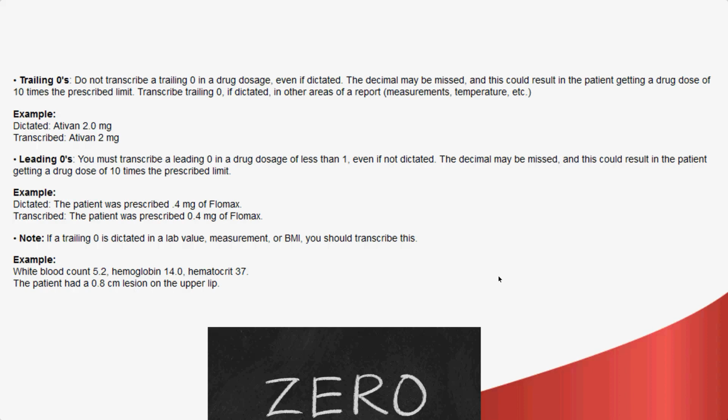The trailing zeros are usually protocol errors, just as a tip. So just have a look, trailing zeros and leading zeros, keep those in mind. If a trailing zero is dictated in a lab measurement, BMI, you go ahead and transcribe it. So in the example there, hemoglobin 14.0, transcribe that. That's the measurement. They're just trying to show you a bit more accuracy with that. The patient had a 0.8 centimeter lesion. If they had said 0.8, you have to transcribe 0.8.